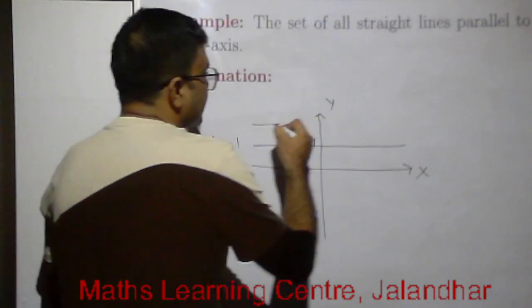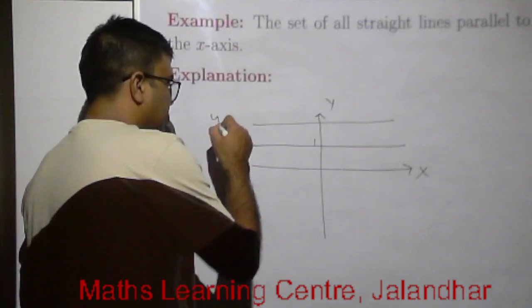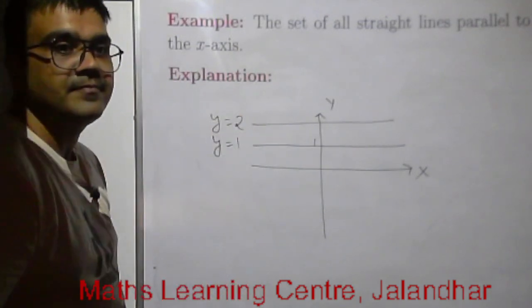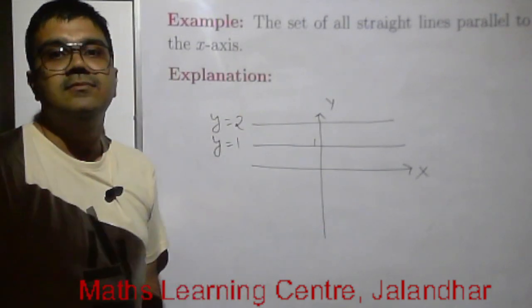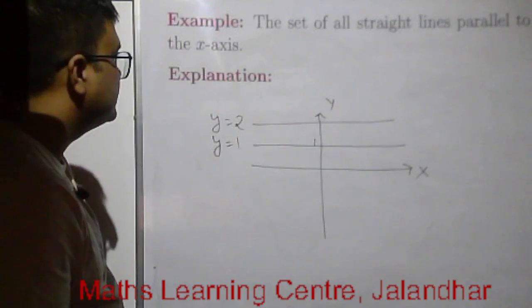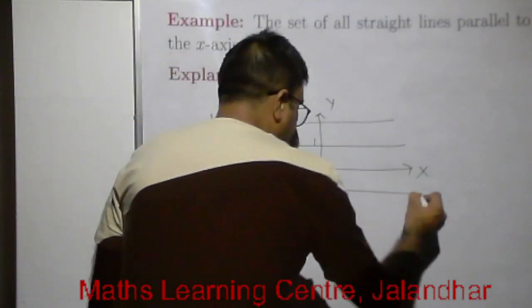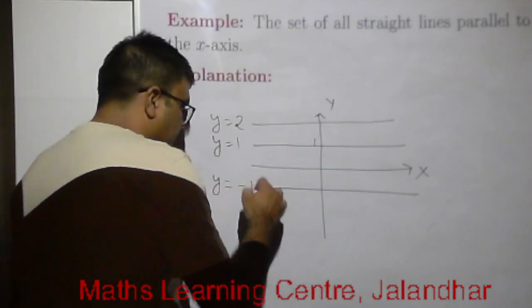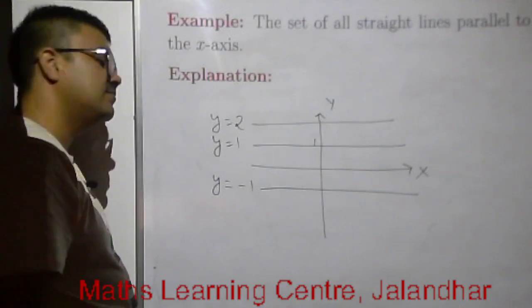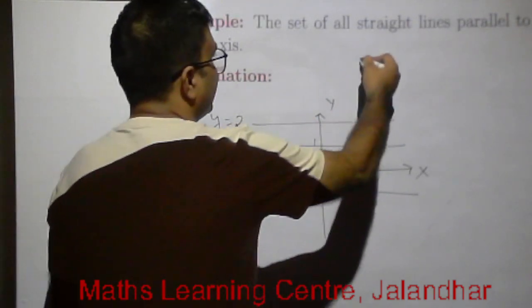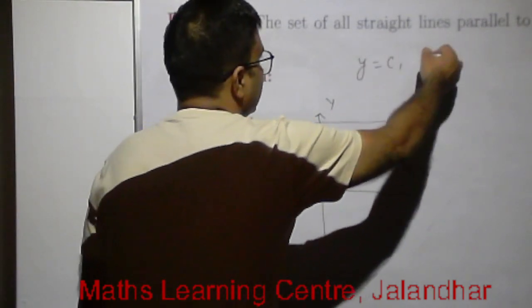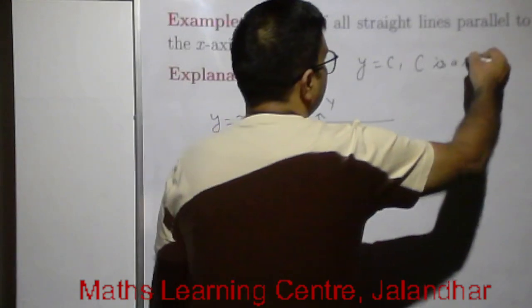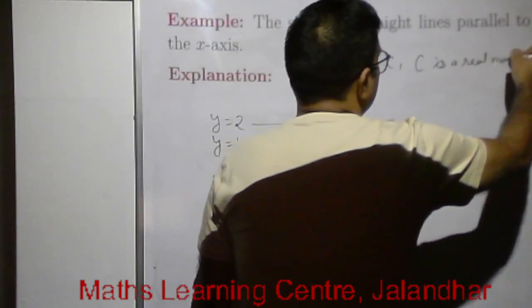I plot another line over here. The equation of this line is y equal to 2. I plot another line over here, y equal to minus 1. In general, the equation of the line we have is y equal to c, and c is a real number.